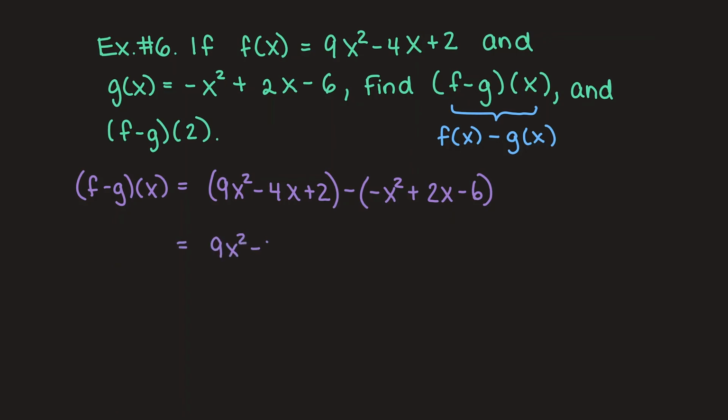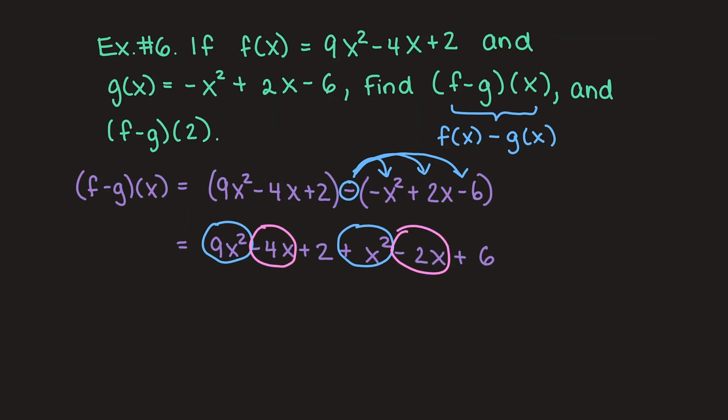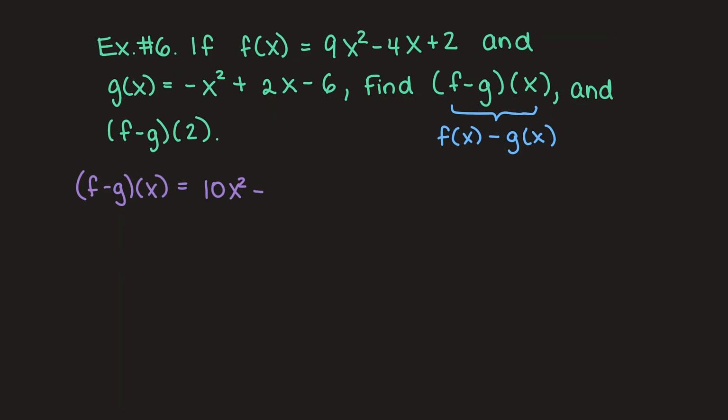So for the second step, we drop the parentheses for the first polynomial, but for the second polynomial, since we have this minus sign in front of it, we have to distribute this in order to remove the parentheses. So we get plus x squared minus 2x plus 6, and now we can combine the like terms. This will then simplify to 10x squared minus 6x plus 8. So this is what f minus g of x is equal to.